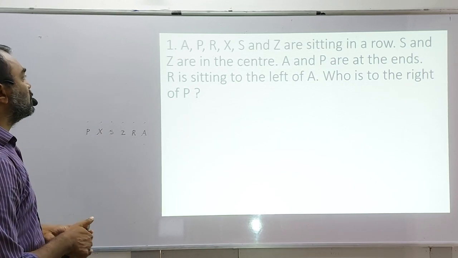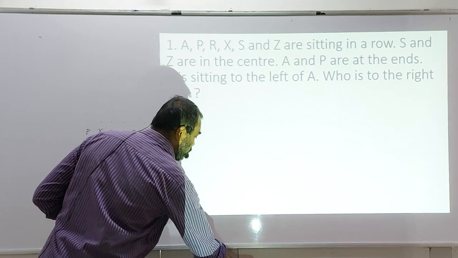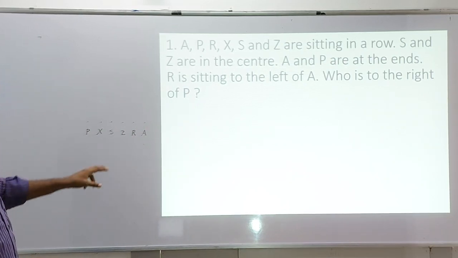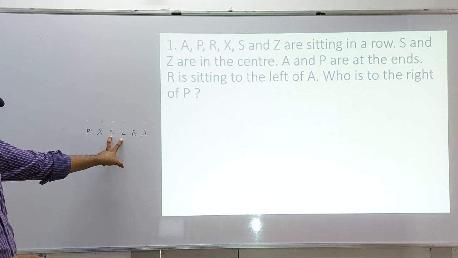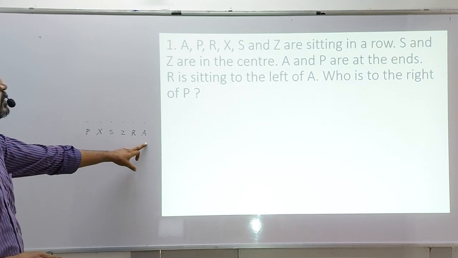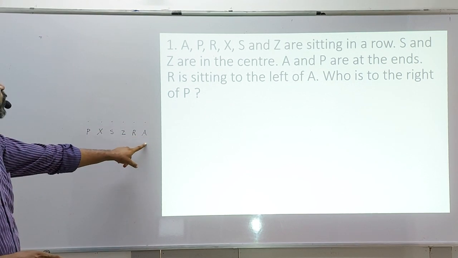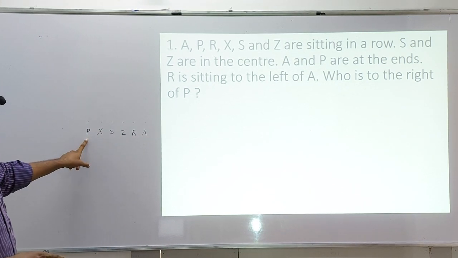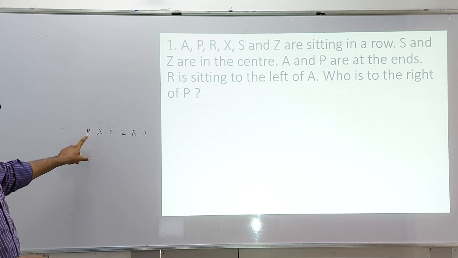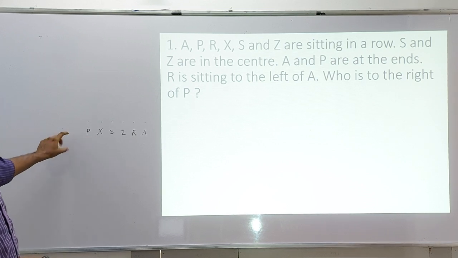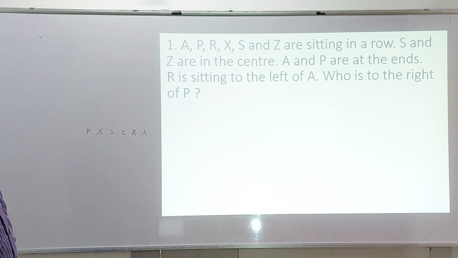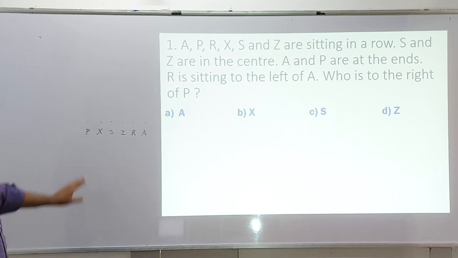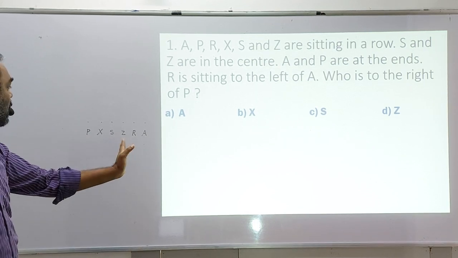So listening to the instructions given to us, we have got something like this. Again we see S and Z are sitting in the center, A and P are at the ends, but R is sitting to the left of A. So if this is to the left of A, then P should come here because A cannot come here. If A comes here, there is nobody to the left, and we had 6 people. So now the question is, who is to the right of P? And the options are given here.